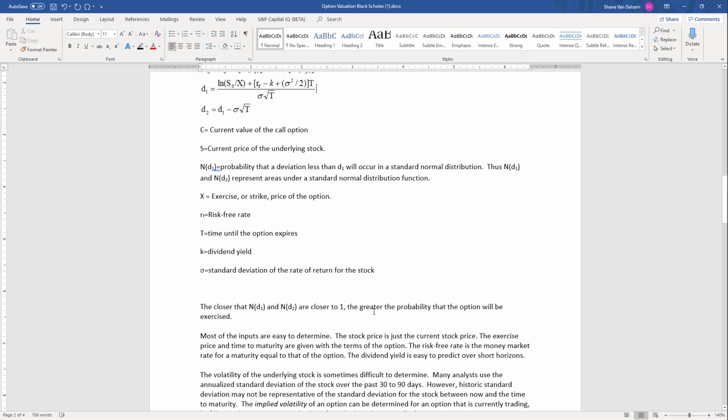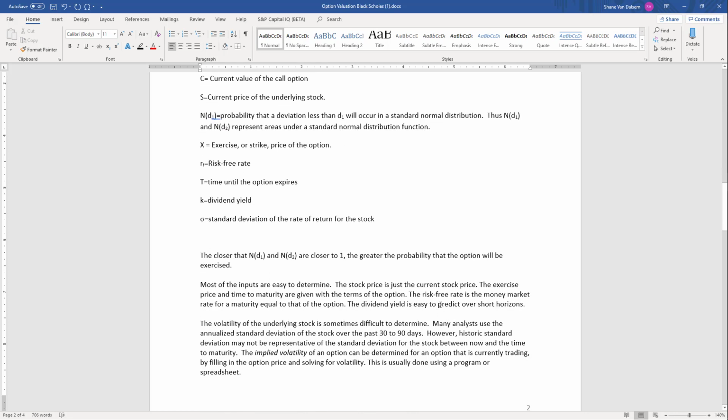The stock price is just the current stock price. The exercise price and the time to maturity are given with the terms of the options. The risk-free rate is the money market rate for a maturity equal to that of the option. The dividend yield is easy to predict over short horizons. And let me explain that risk-free rate. That's the rate we could earn by investing our money in a risk-free asset until the expiration date. The volatility of the underlying stock is sometimes difficult to determine.